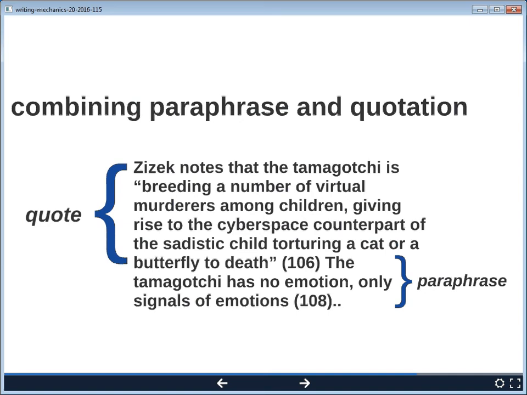I'm missing a period after this. There should be a period here, 106. Closing parentheses, period. And then we move into a paraphrase. The Tamagotchi has no emotion, only signal of emotion. We know this is a quote because there's quotation marks, and those are the exact words from the original source. We know this is a paraphrase because I've given reference to the text and the page number, but there are no quotation marks. It's not a quote. Those are my words, but they're someone else's ideas. So combining quoting and paraphrasing can be really effective.